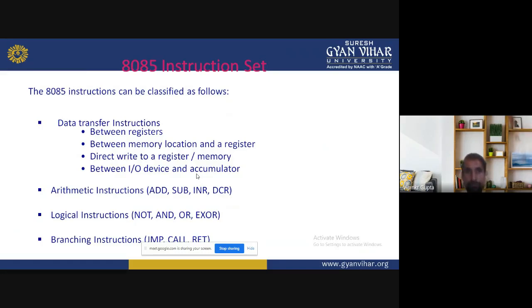In that group, the instructions we can discuss in the next slides. Arithmetic instructions are those instructions that are useful for arithmetic operations like addition, subtraction, increment, decrement. Next one is the logical instruction. Logical groups comes into NOT, AND, OR, XOR. These instructions come in this group. Branching group: jump, call, return come into that group.